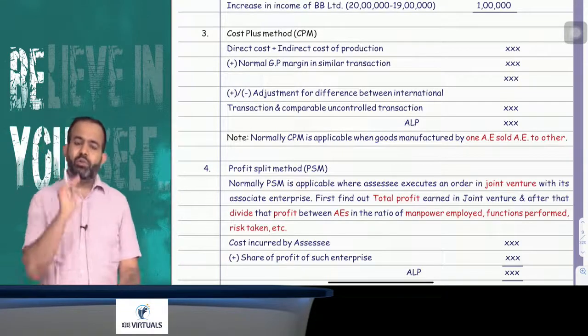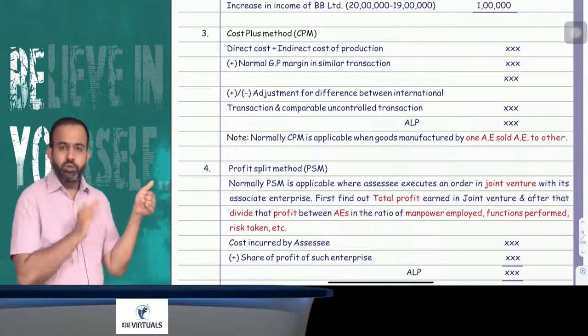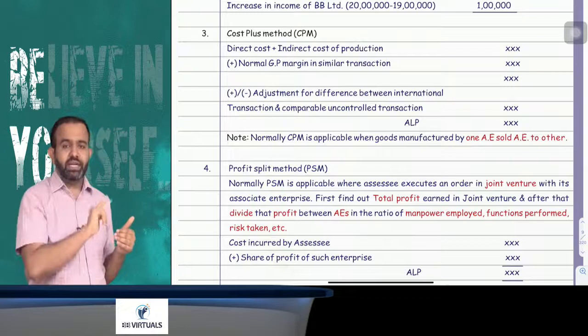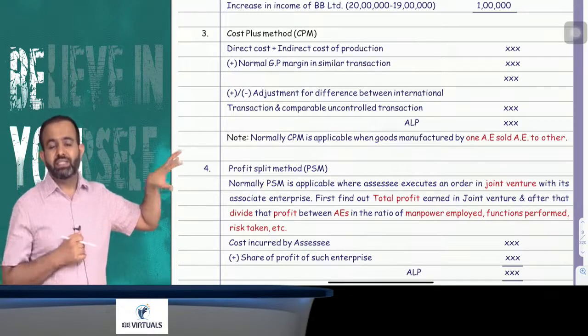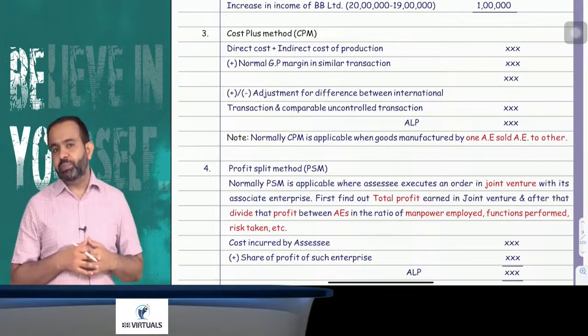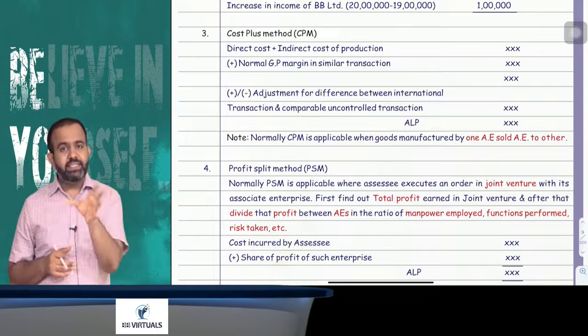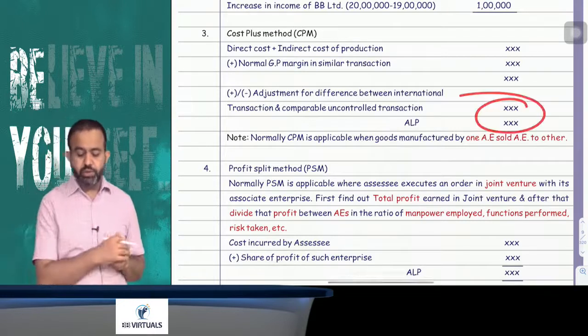But suppose your normal GP margin in the uncontrolled transaction, and here it is a controlled transaction, there are some functional differences, then obviously you have to make the adjustment in your GP margin, and after that you have to take the rectified, or I can say the corrected GP margin. For this purpose you will get your arm length price.